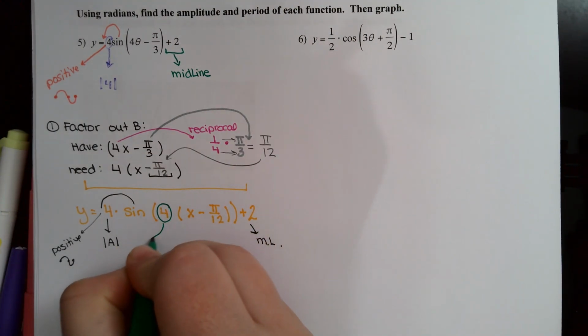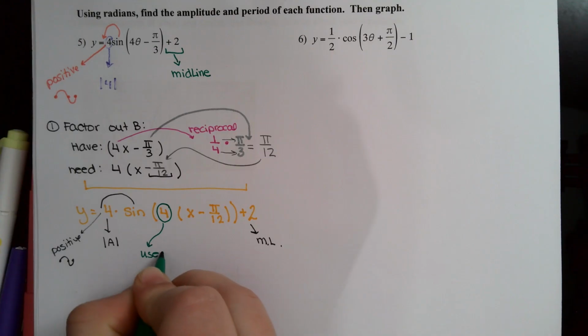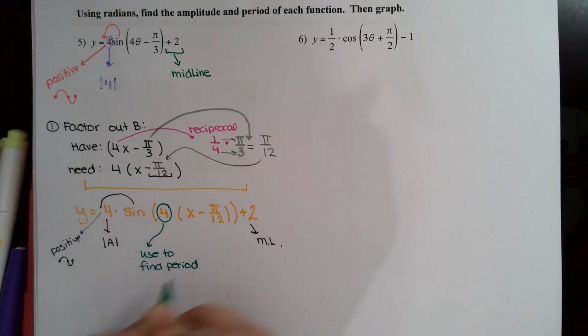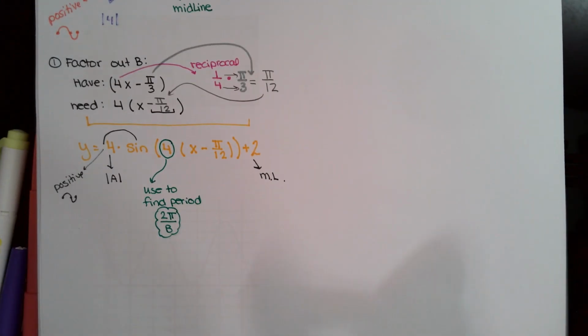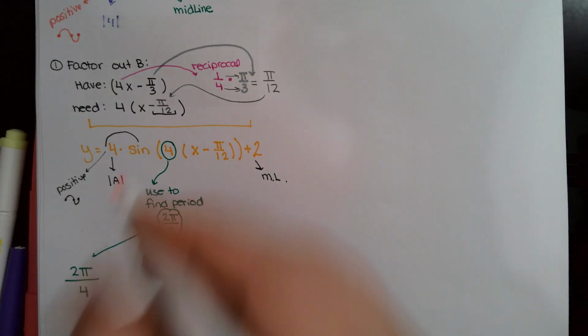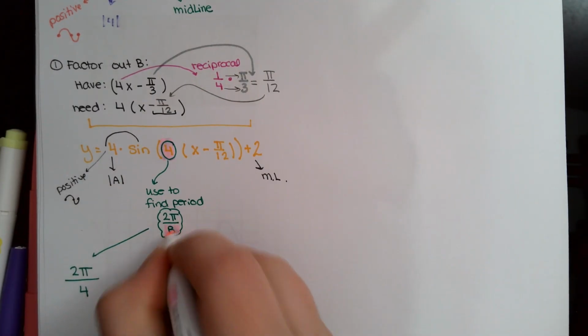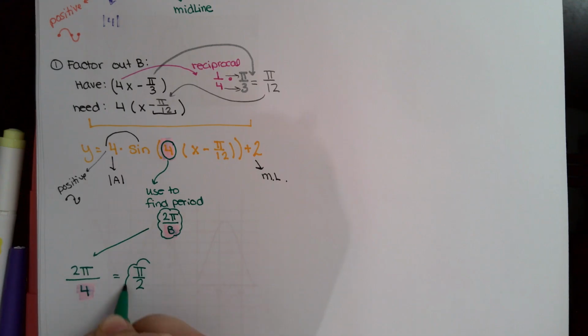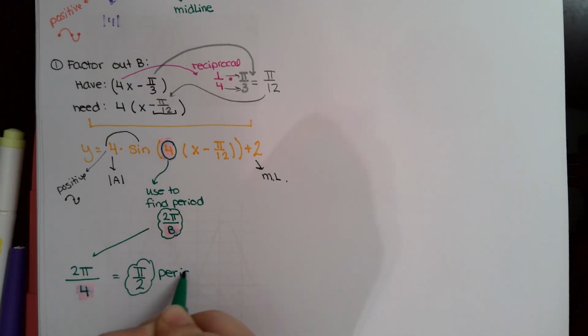This b value you're going to use to find period. This is not your period. This is used in this little mini equation, 2 pi over b, to find your period. So how does that look like? We have 2 pi over 4. 4 is our b value. We're going to put it in the denominator. And then simplifying that, we get pi halves as our period.